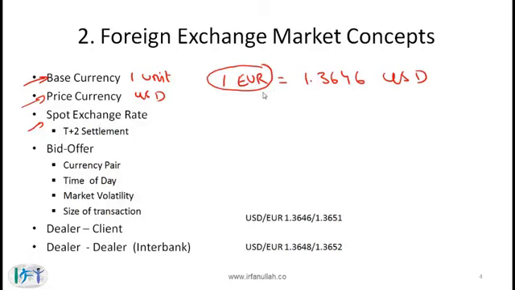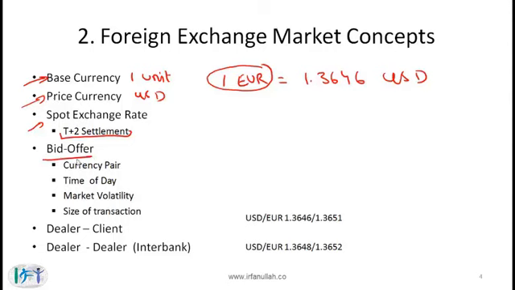So if we are told that the spot exchange rate is 1.3646, that means that today or currently 1 euro is worth 1.3646 US dollars. In the FX markets, typically you will also hear the term T+2 settlement. This means that if this is the rate being quoted today, then the settlement at this rate will happen in 2 days. So T+2 means now plus 2 days.